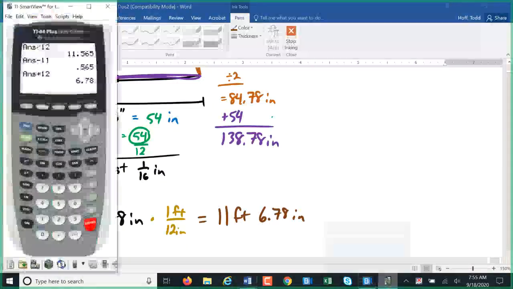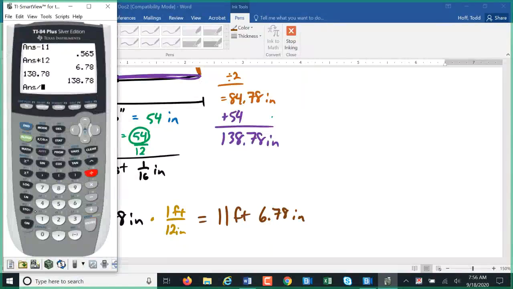Let's review what I did there. I started out with 138.78 inches. Turn it into feet, I divided by 12, which gave me the 11.565. Then I took off the 11 whole feet, I subtracted those to leave me with just the decimal portion of the feet left, and I converted those back into inches by multiplying by 12. Get me back to the 6.78.